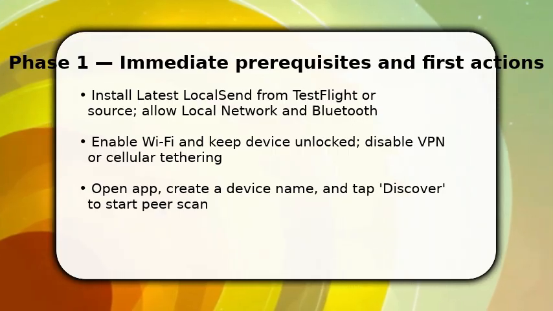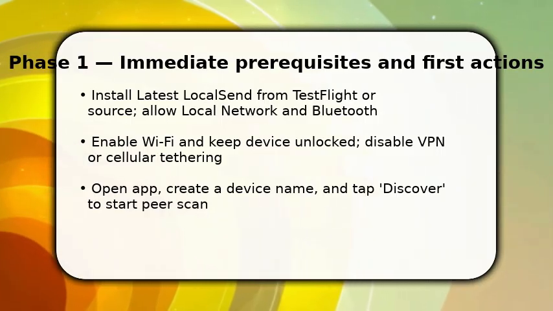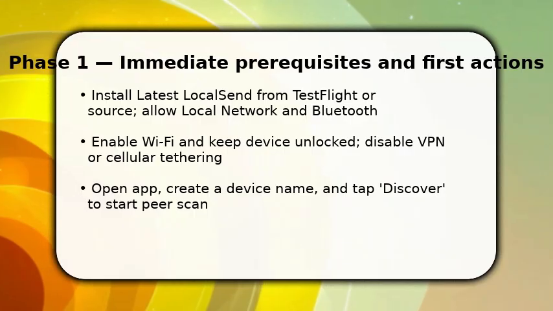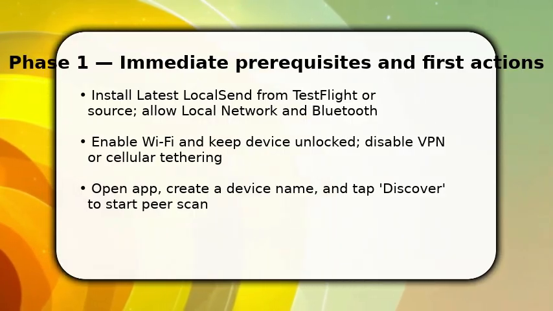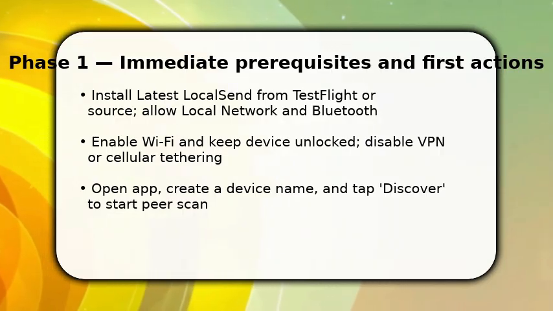You start by confirming prerequisites. Wi-Fi on, no VPN, and local network permission granted, because Discovery needs multicast and mDNS. Once done, open LocalSend and set a clear device name so peers recognize you.